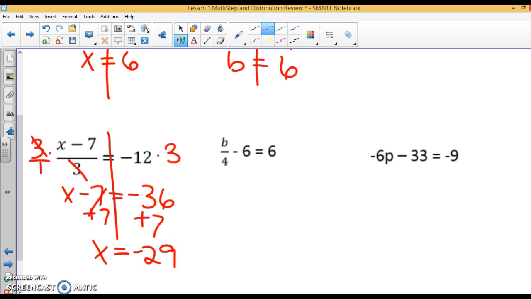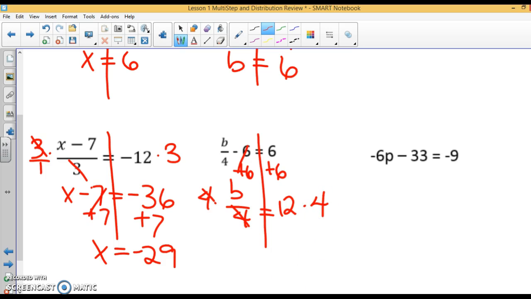My next example, it's a little similar, where I have something underneath, but I can get rid of this 6 first. I can add this 6 to both sides. And I have b over 4 equals 12. Now I can multiply by this reciprocal, right? So I can multiply by 4 here and they cancel, but I have to do the same thing on both sides. So I'll get b equals 48.